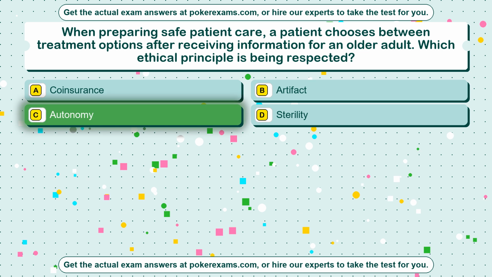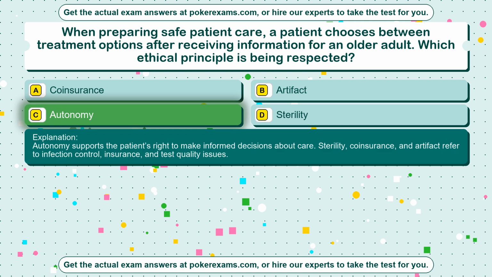The correct answer is option C, autonomy. Autonomy supports the patient's right to make informed decisions about care. Sterility, coinsurance, and artifact refer to infection control, insurance, and test quality issues.